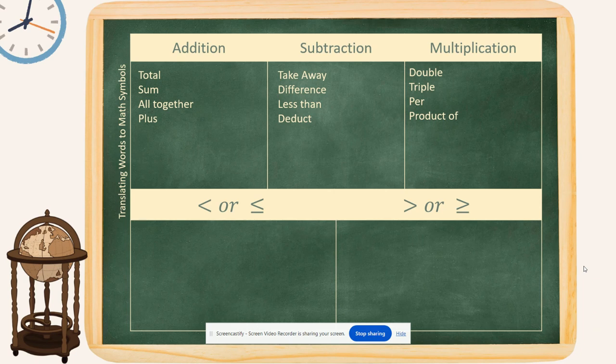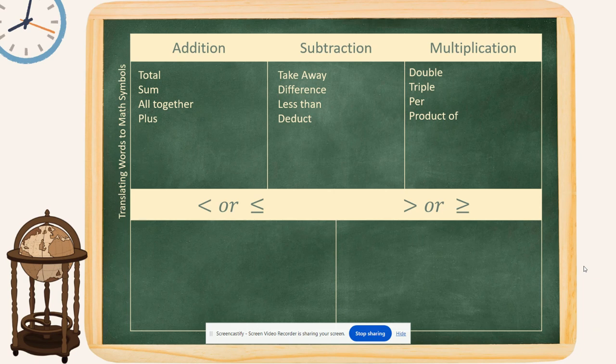Subtraction is going to be like take away, difference, less than, and deduct. Multiplication can be double, triple, per, and product of. These words are translating into actual math symbols, and being able to recognize those will make it easier to set up these application problems today.